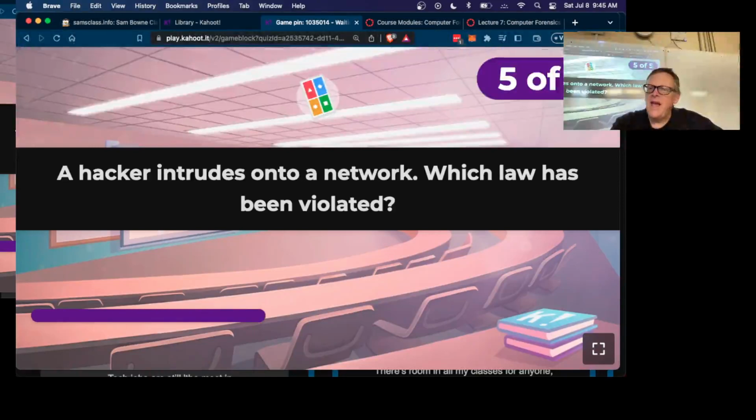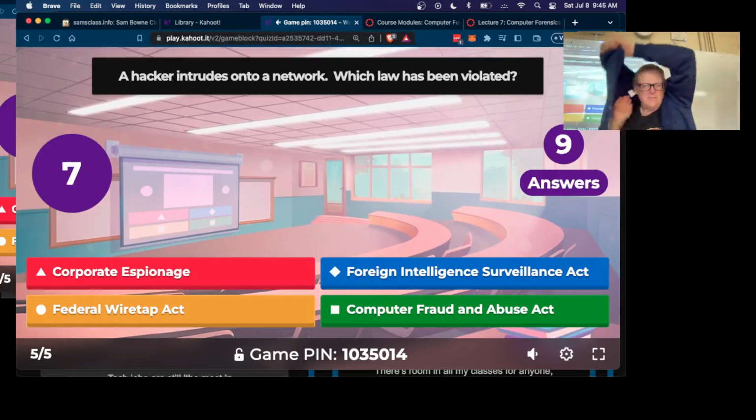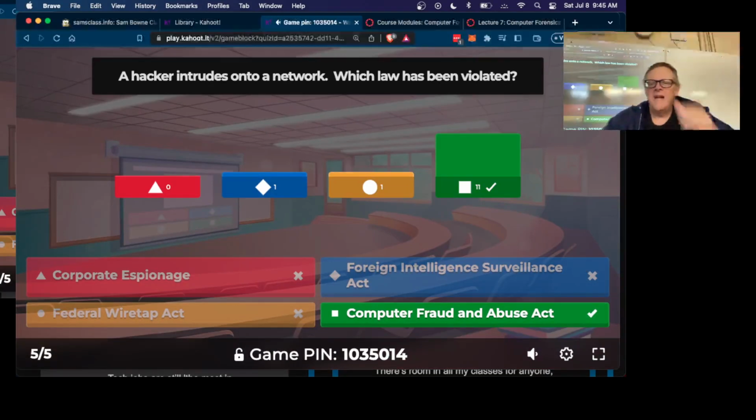All right, so if a hacker intrudes onto a network, what law have they broken? That's the CFAA.